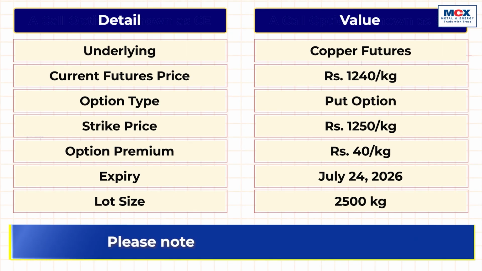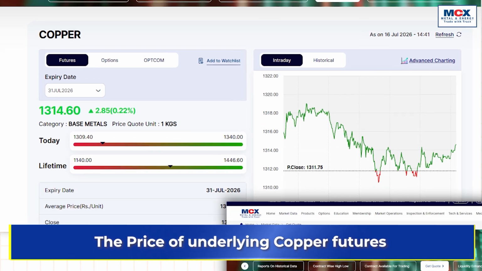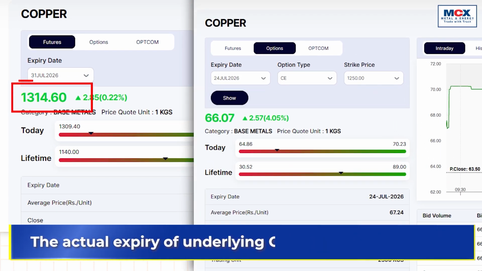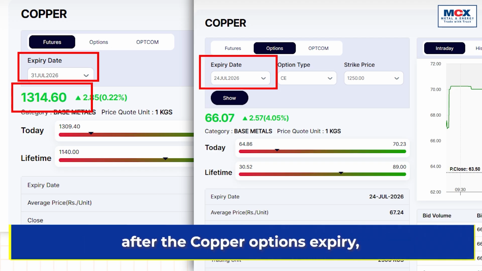Correct. Please note that in these examples, the futures expiry price means the price of underlying copper futures at the time of copper options expiry. The actual expiry of underlying copper futures happens after the copper options expiry according to the exchange calendar.